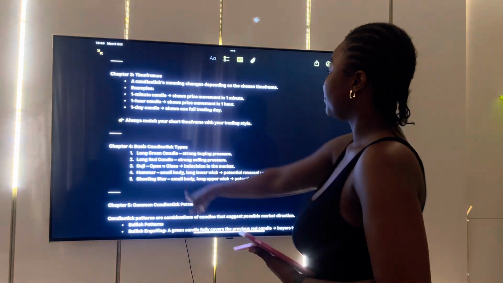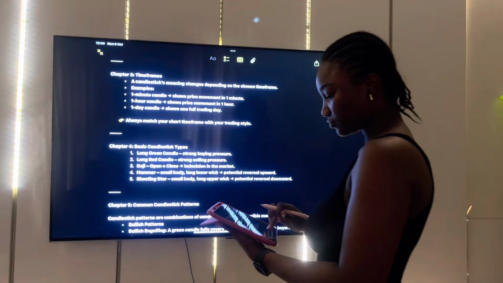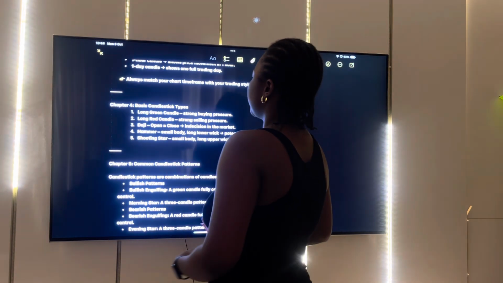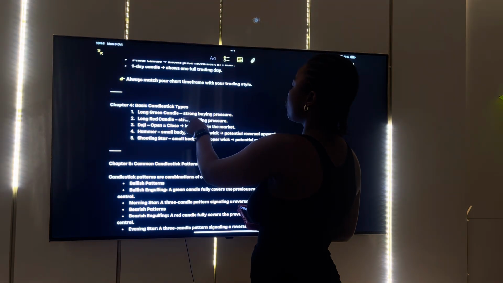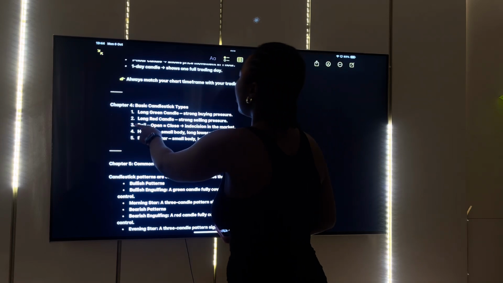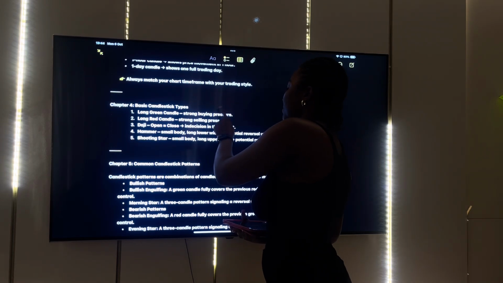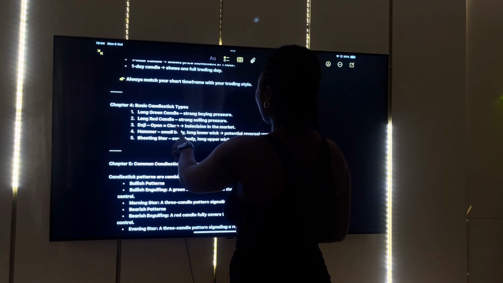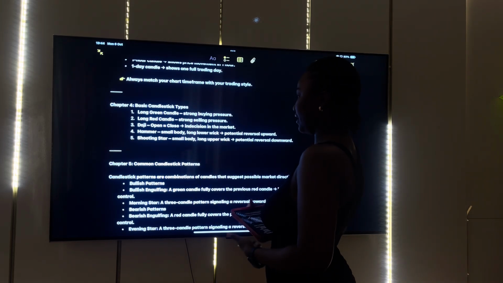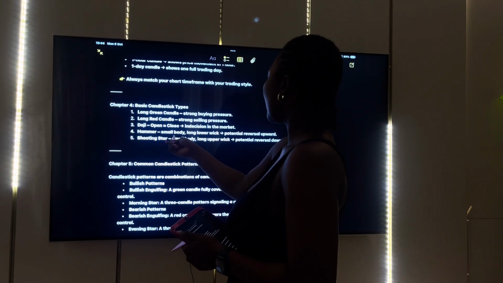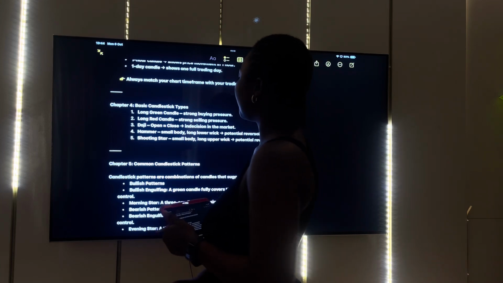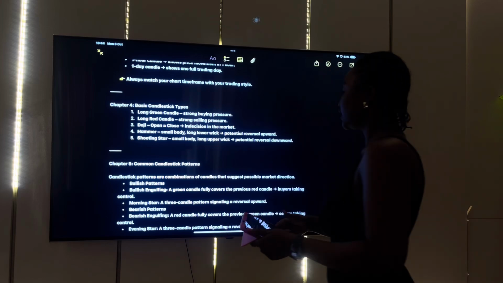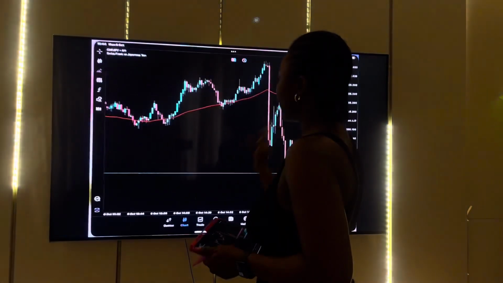Another one, chapter 4. Basic candlestick types. Long green candle means strong buying pressure. Long red candle means strong selling pressure. Doji candle means open and close are about the same, which means indecision in the market. Hammer candle means smaller body, longer wick, potential reversal. Shooting star, smaller body, longer wick, potential reversal downward. Let me explain it on the charts.